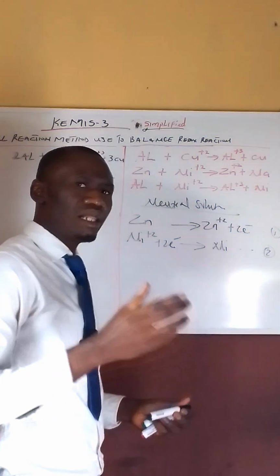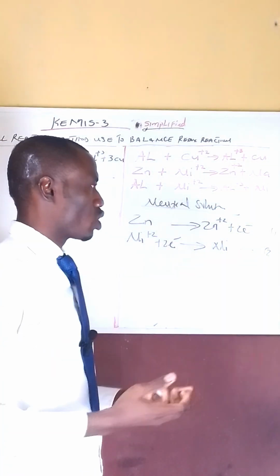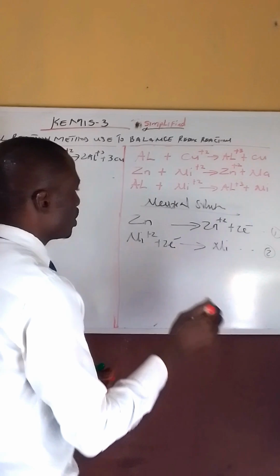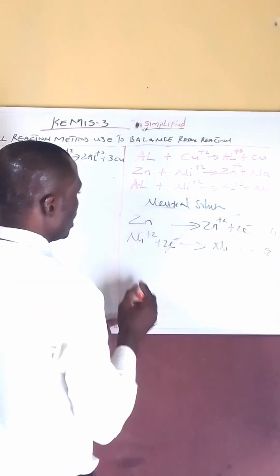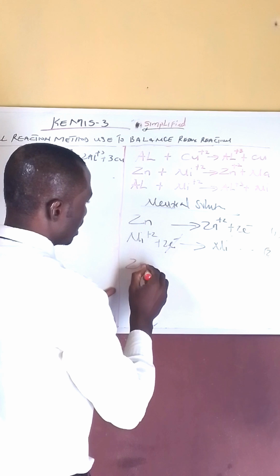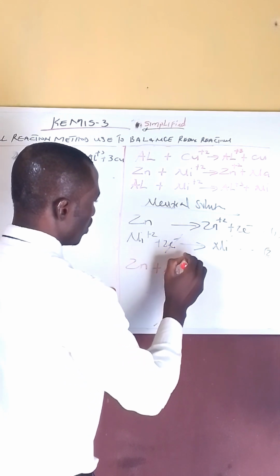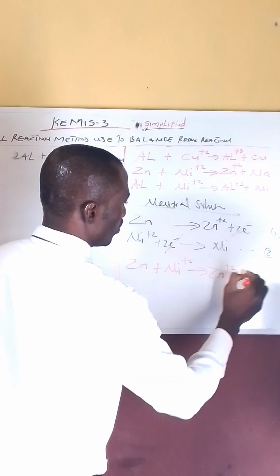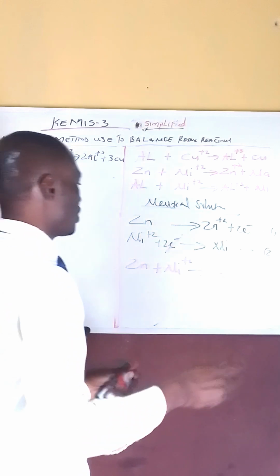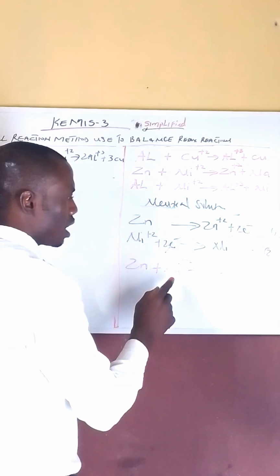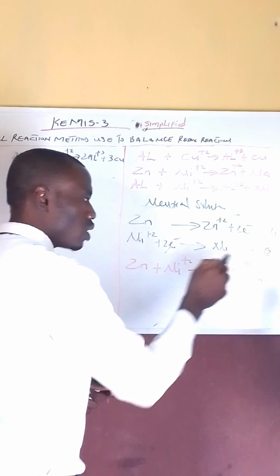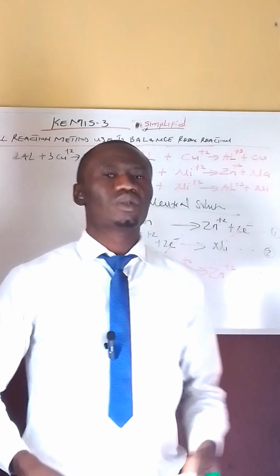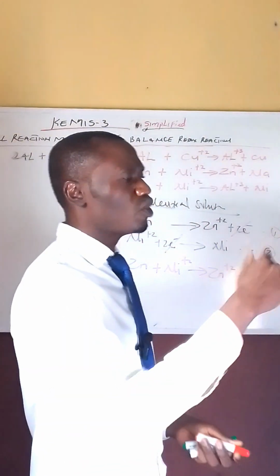You see that now? That is to tell you that there is not much work to be done here because the electron has already cancelled out. And then you are going to cancel out here, so that I'll write what I have here. Zinc plus nickel plus 2 gives me zinc plus 2 plus nickel. Now, check out. We have 1 zinc, 1 nickel, 1 nickel, plus 2 charge, plus 2 charge. You can see that the elements, the ions, the particles, the charges are balanced. Now let's move to the last one.